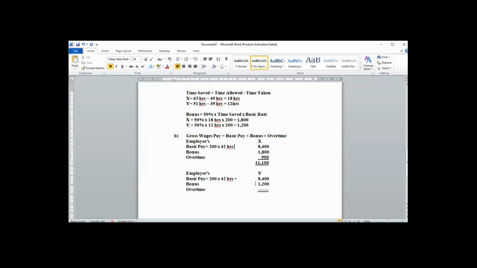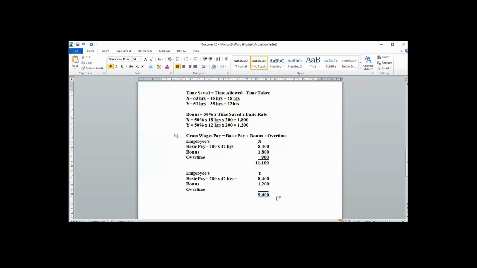Look at it. Why has he no overtime? Because he worked less than 42 hours. Is it clear now? He has no bonus. Yes, sir. What's the addition of this? 9,600. 9,600.